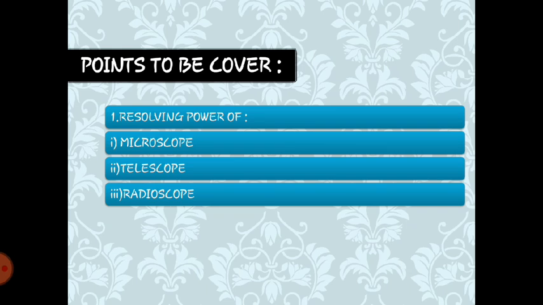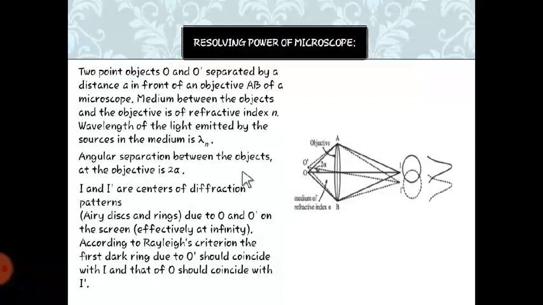For this, you have to go through the previous video which deals with the concept of resolving power. If you know what exactly resolving power and limit of resolution are, only then will you understand what they mean for the microscope, for the telescope, etc. I hope you have gone through the video. So let's move towards our first point, which is the resolving power of the microscope.